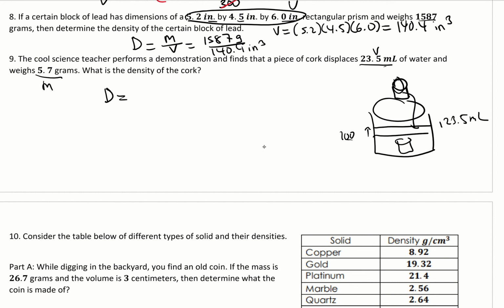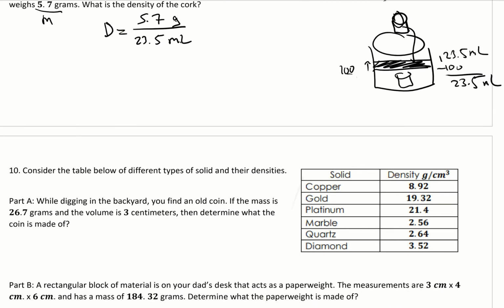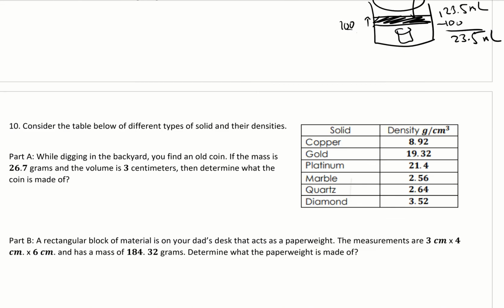And then you subtract those. You subtract 123.5 minus the original, and that's how you got that it displaced that much water. So just in case you're intrigued in how we got that. So that's the amount of water that was displaced, and the volume is that difference there. Okay, so it's going to be 5.7 grams divided by 23.5 mLs. So the density is in grams per milliliter here. All right, and I'll leave it to you guys to calculate that.